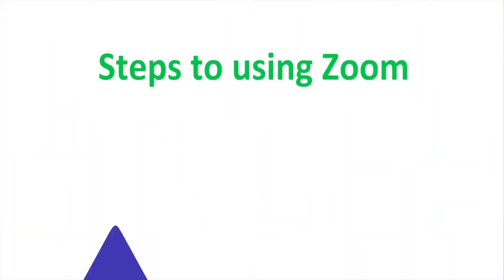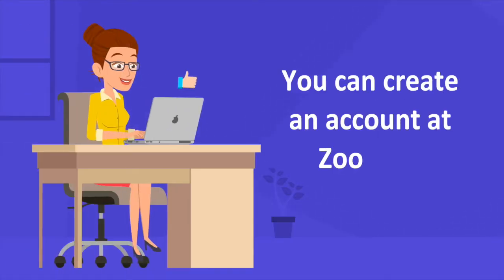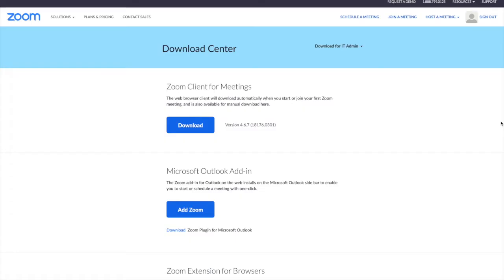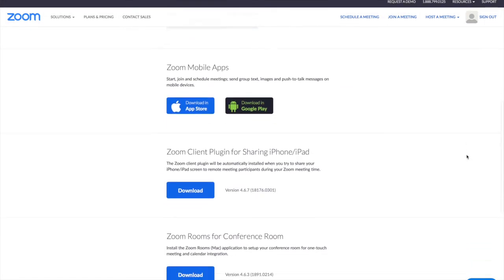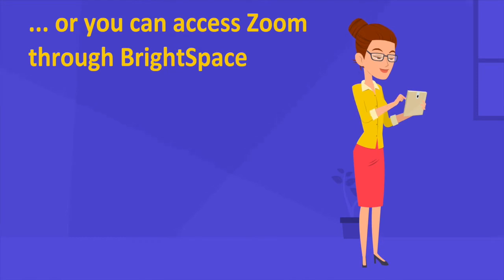To start using Zoom, there are three main steps: get Zoom, schedule a meeting, and share the meeting link. To download Zoom, you can go to the Zoom website and visit the Download Center, where there are many different download options based on your device. However, you can also go through BrightSpace and will be prompted to download Zoom from there.